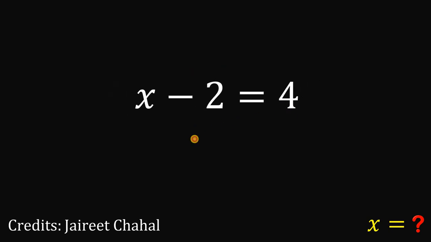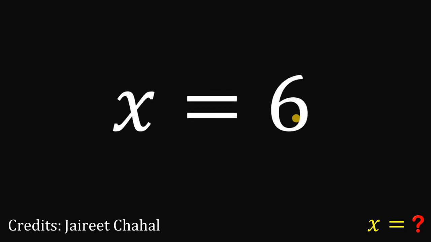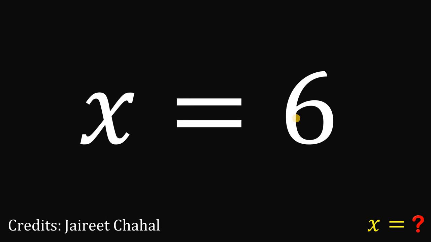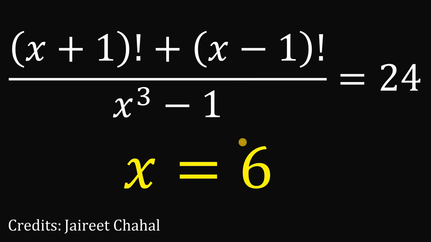And to solve for the value of x, let's add 2 on both sides. If we do that, we get x equals 4 plus 2, or simply equal to 6. And that is the value of x. Therefore, our answer to this question, what is the value of x given this equation, is simply equal to 6.